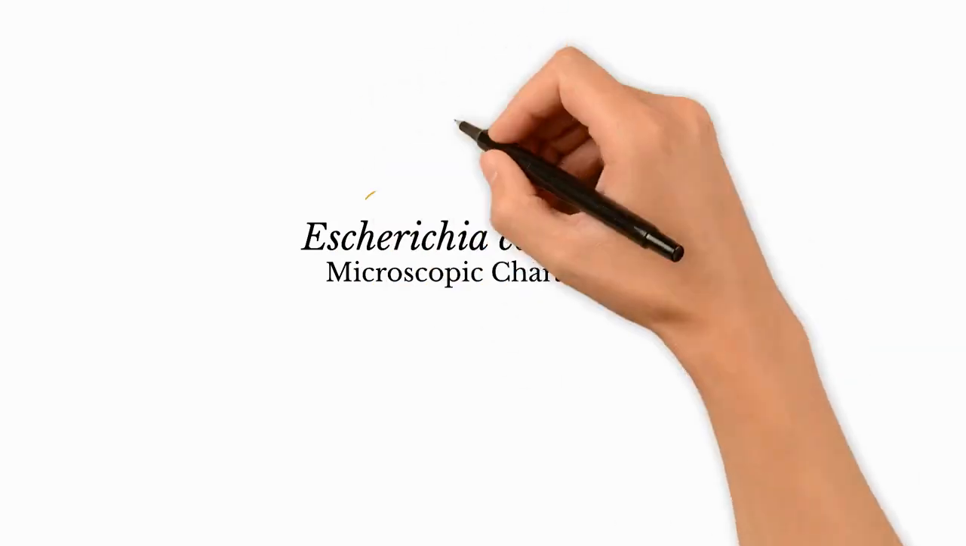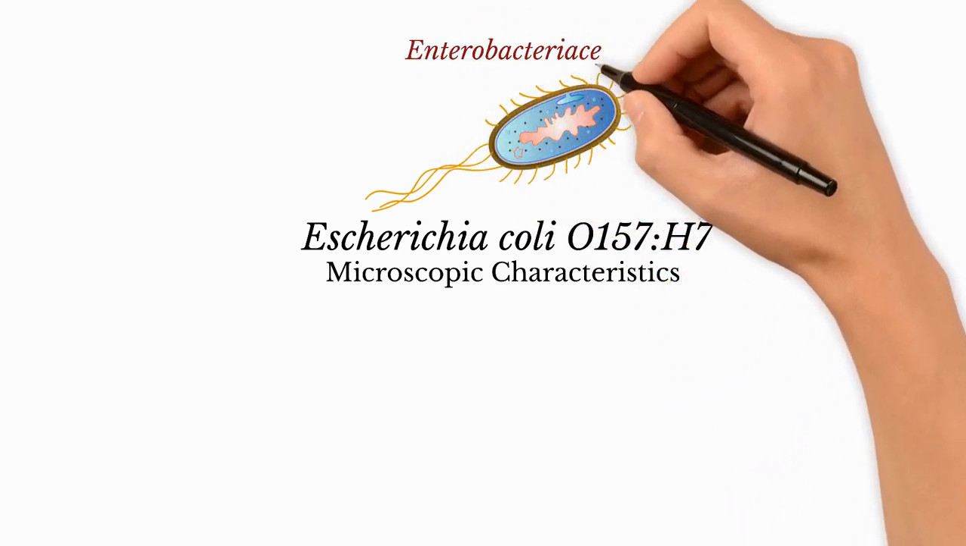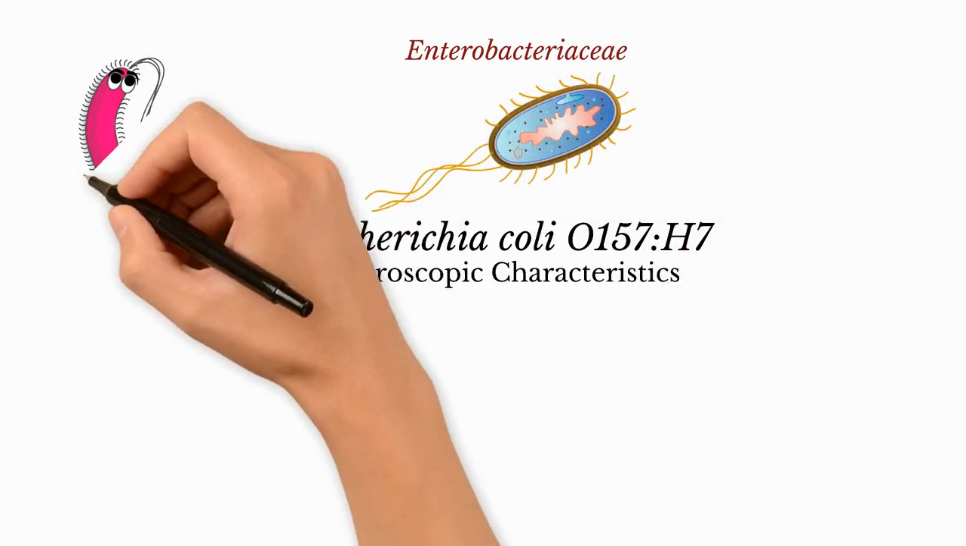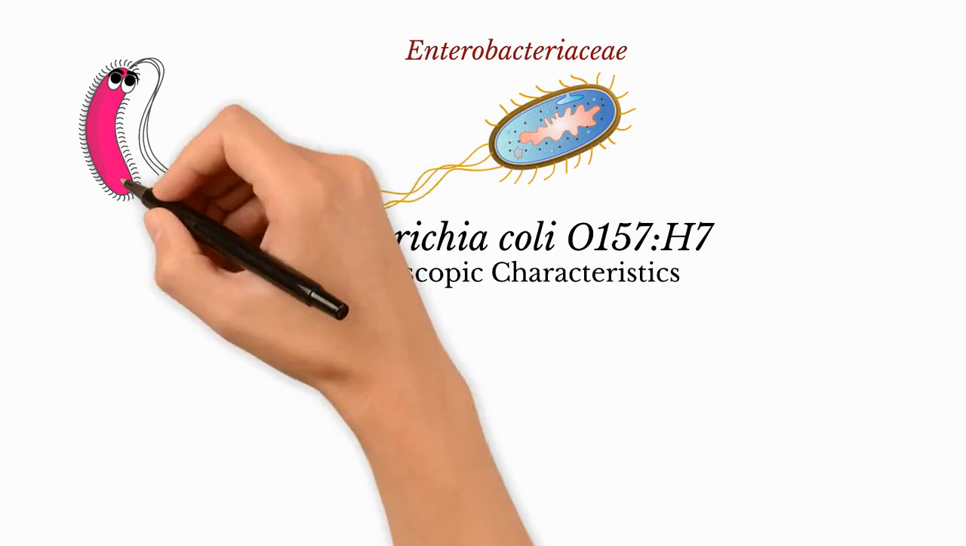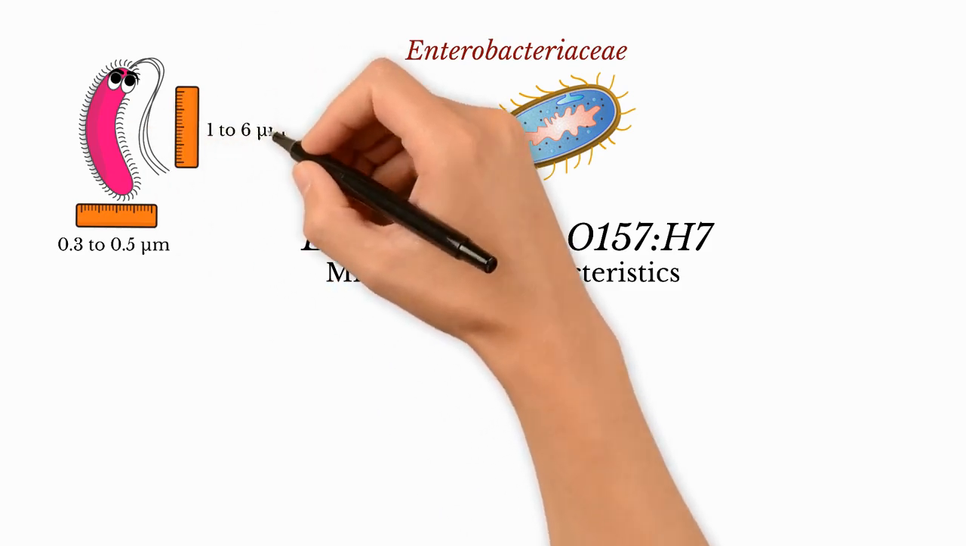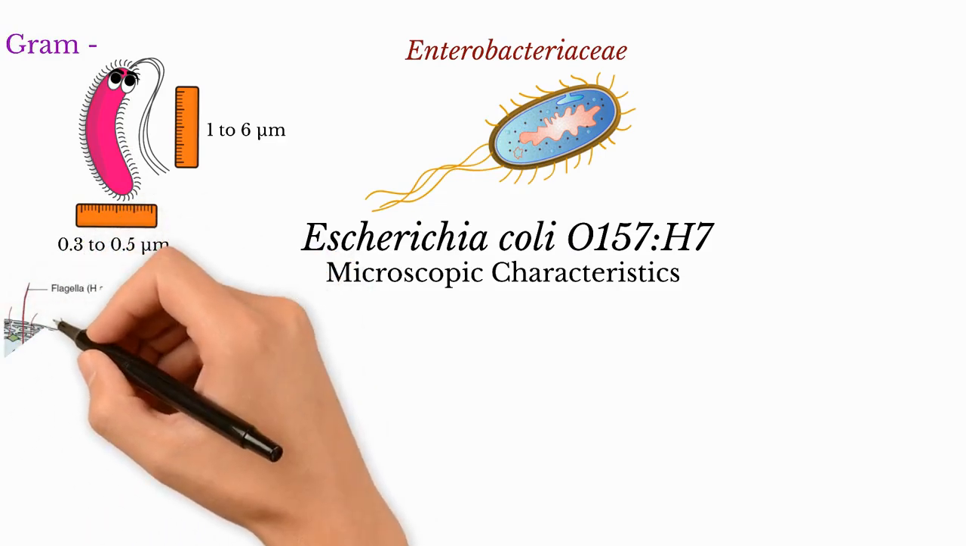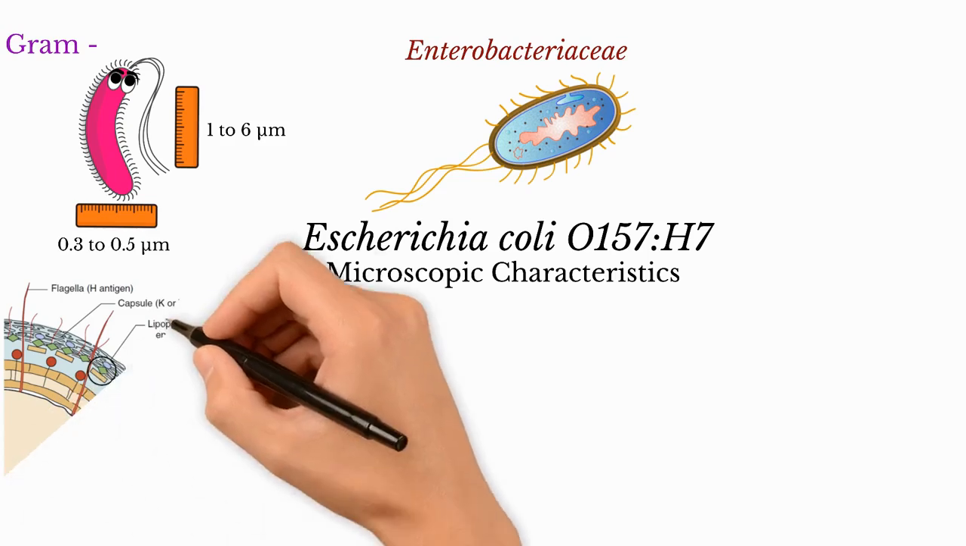We're going to start talking about the microscopic characteristics of Escherichia coli, which is a rod-shaped, non-spore-forming bacterium. It's a member of the family Enterobacteriaceae. It has an approximate size of 0.3 to 0.5 micrometers wide by 1 to 6 micrometers long, although it may vary depending on the strain. It is a gram-negative bacillus that shares a common antigen known as the enterobacterial common antigen.